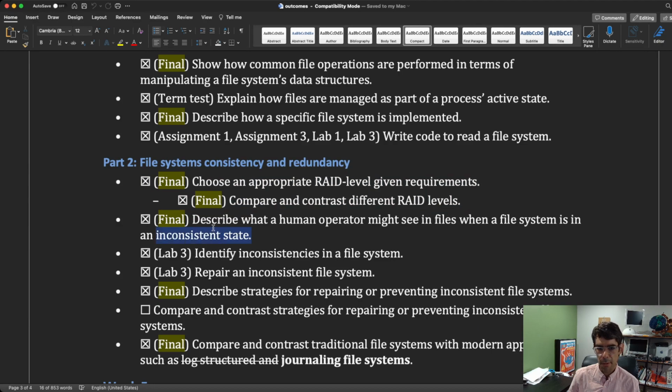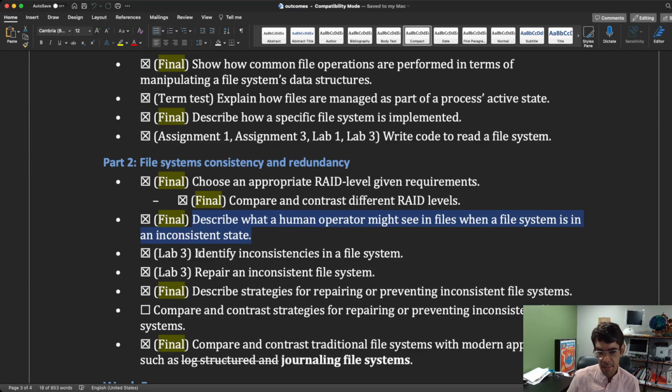Describe what a human operator might see in files when a file system is in an inconsistent state. We did this in a Kahoot, and the idea here is a set of inconsistent file systems. It's inconsistent in this specific way. What does it look like when I open up my file explorer?